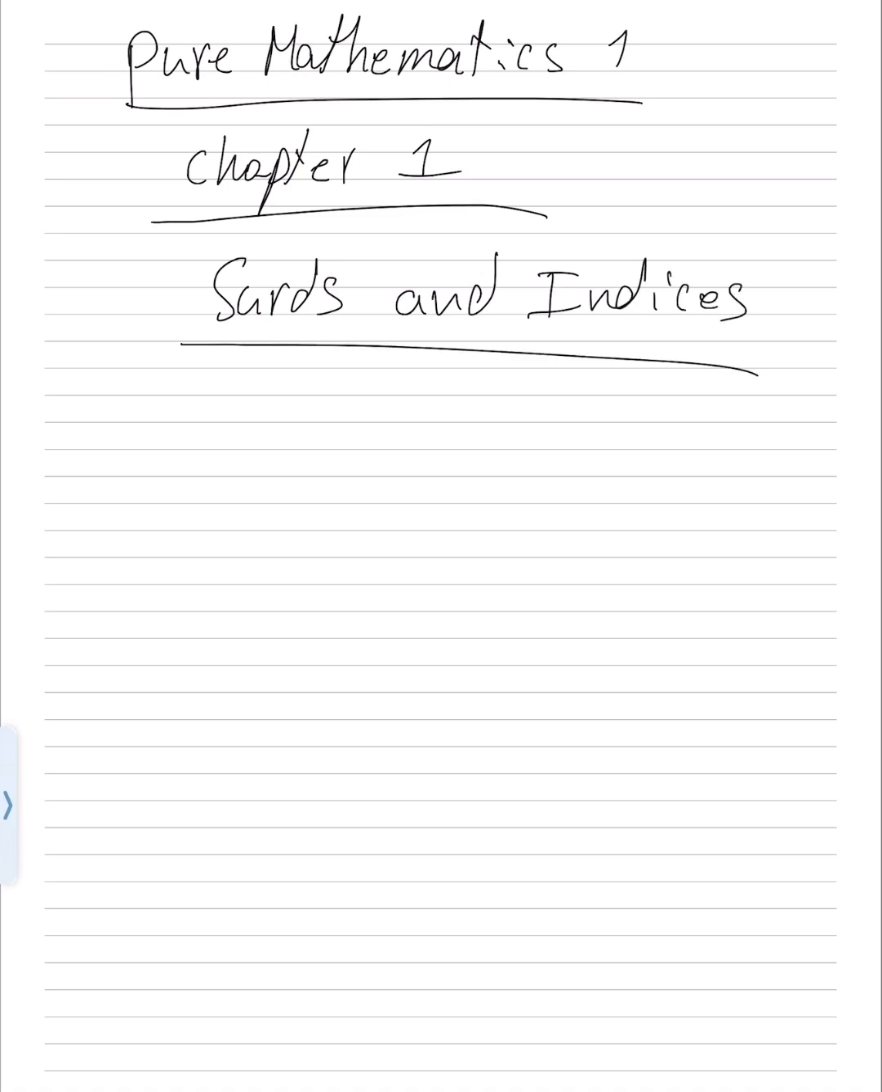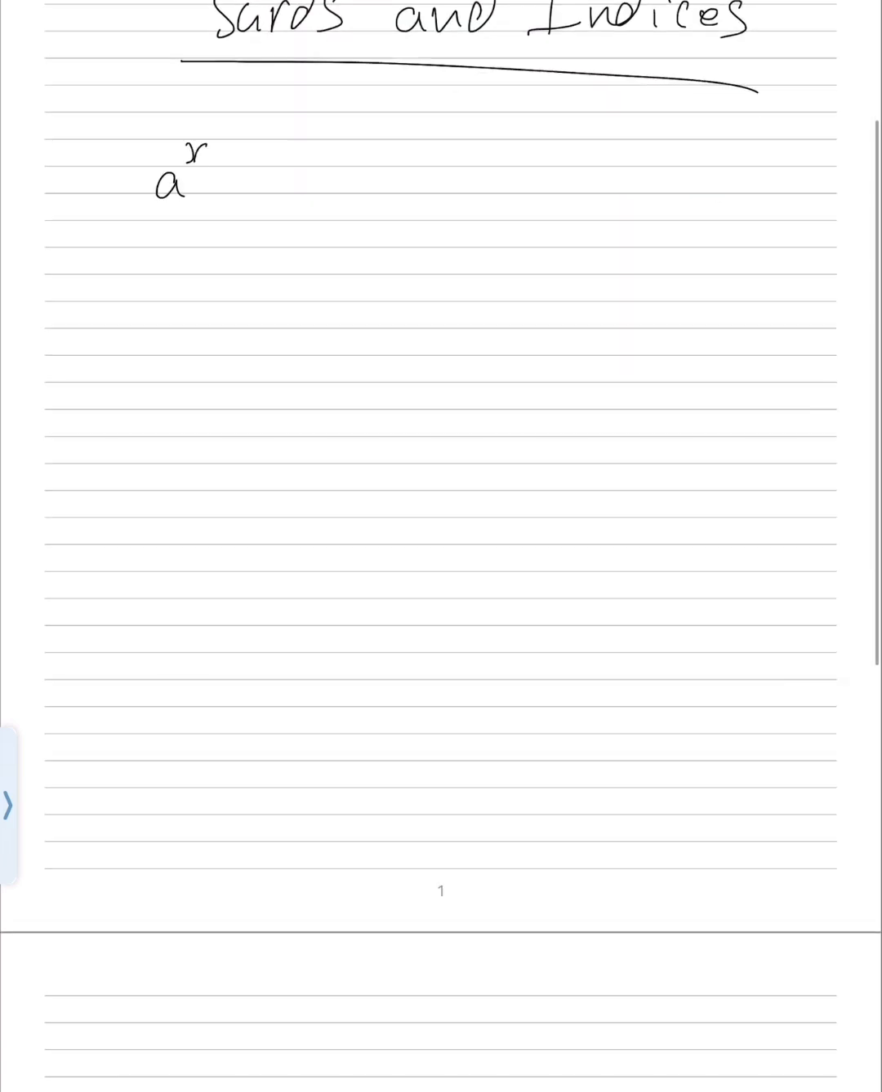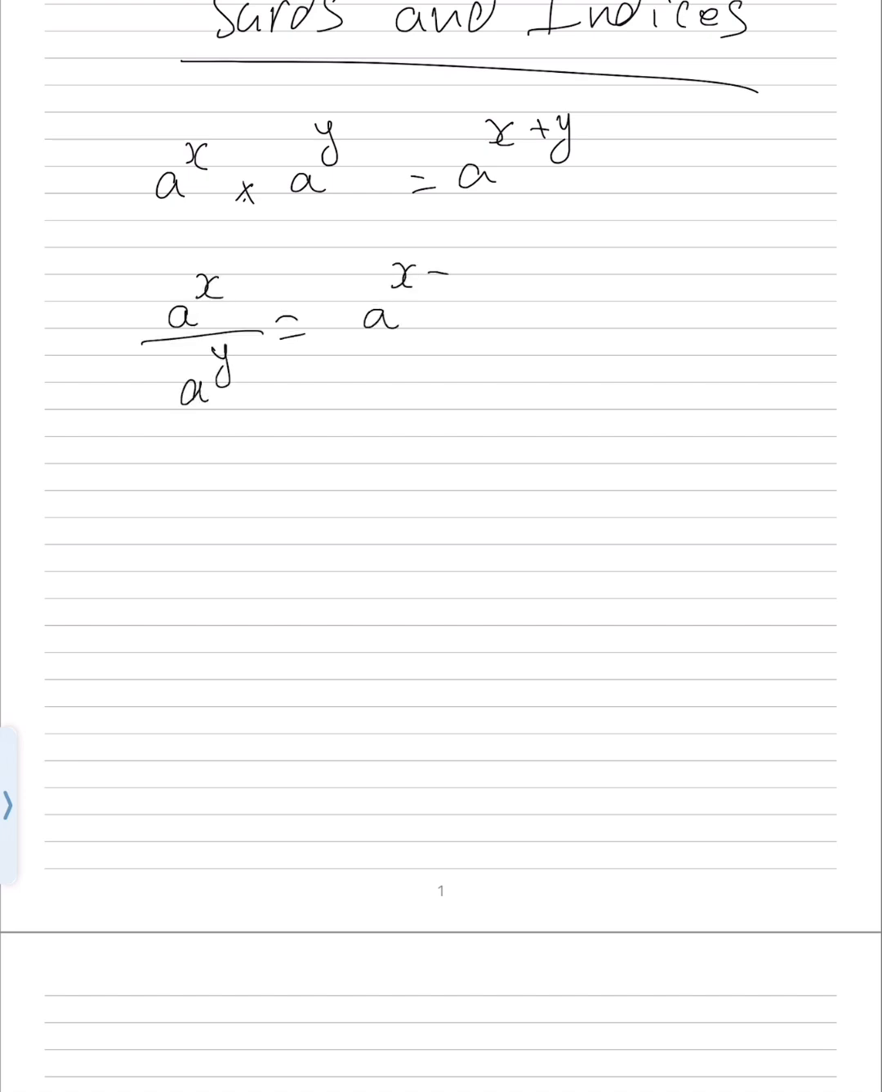Starting with the laws of indices, if there is a multiplication of two powers with the same base, we add the powers. For the division, we subtract the powers, and for power of power, we multiply the powers. Any number to the power of 0 is equal to 1.